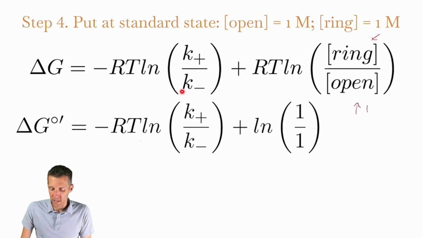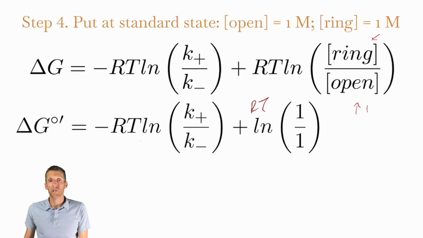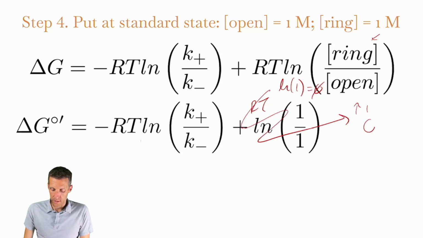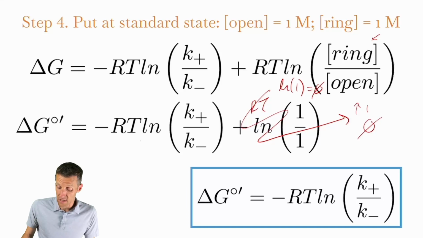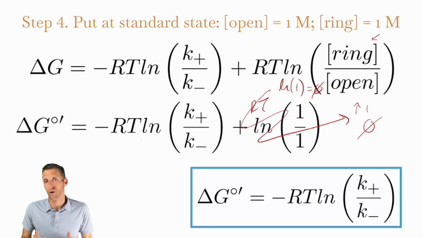This expression here doesn't depend on that at all, so it just stays the same. But now we've had to substitute in 1 molars over here. Oops, I dropped my RTs. Sorry, RT log of 1. But it doesn't matter because 1 over 1 equals 1, and the log of 1 equals 0. So this whole term goes to 0. What we're left with then is that delta G naught prime equals minus RT log of K plus over K minus. So we've gotten all the way to a delta G naught prime.